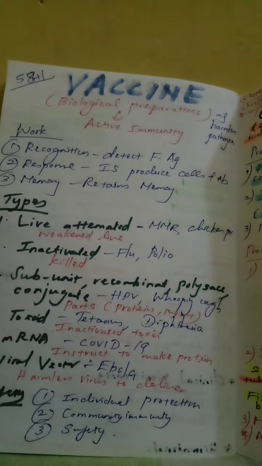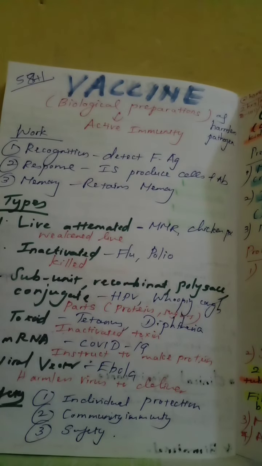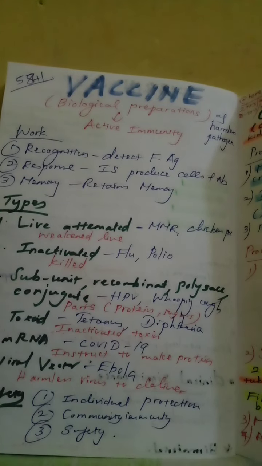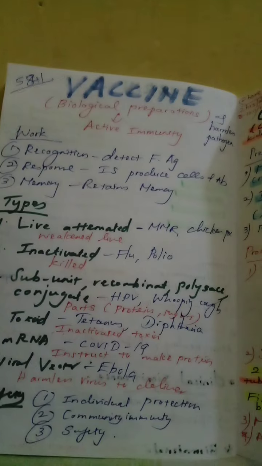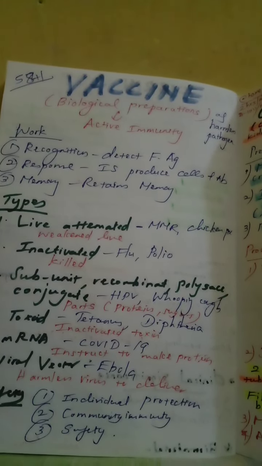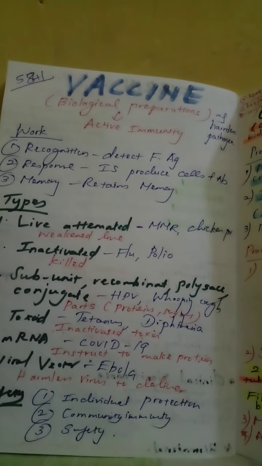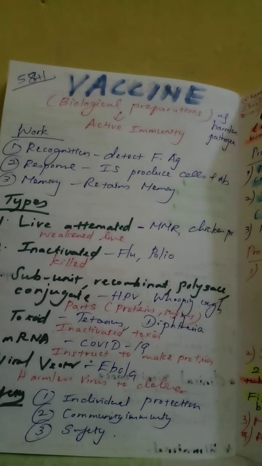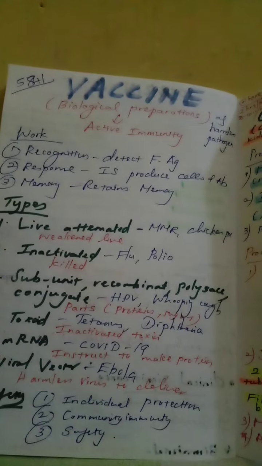So there are six types of vaccines: live attenuated, where the antigen which is weakened but alive is used; inactivated, where the antigen is killed. Third type, subunit recombinant polysaccharide conjugate vaccine, where parts of the antigen are used, like, for example, biomolecules like proteins, sugars. Then toxoids, where the toxin that is responsible to cause the disease is inactivated.